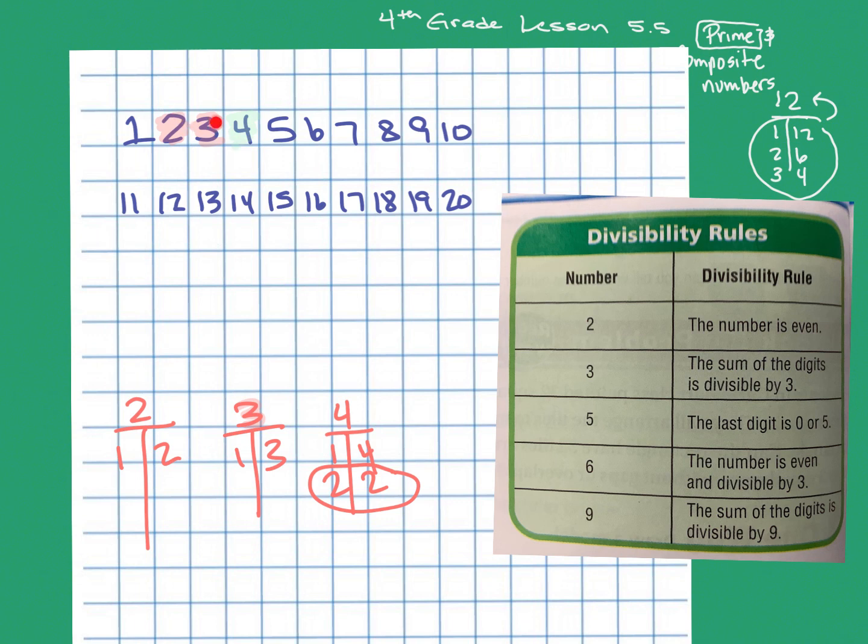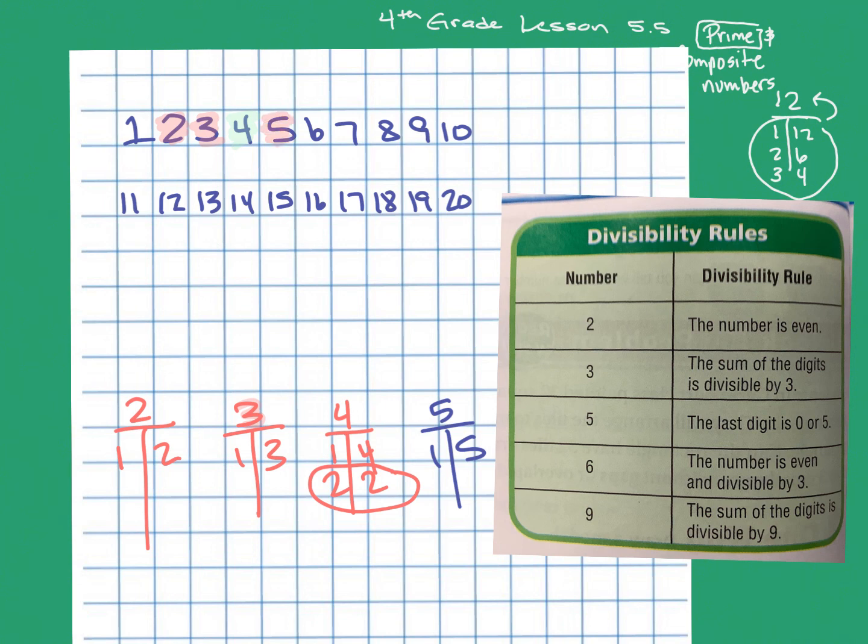So prime numbers are the loners. Their only factors are 1 and itself. And composite numbers have other friends too. That's all they are. So let's look at 5. How can I build a 5? Well, 1 times 5 is 5. 2 times nothing, 3 times nothing, 4 times nothing makes 5. That's it. If the only factors for 5 are 1 times 5, then that is prime.